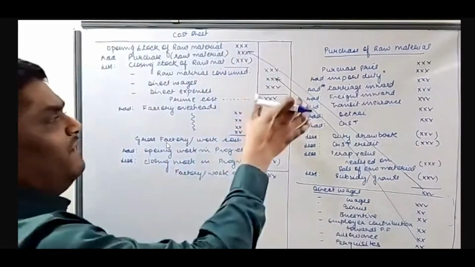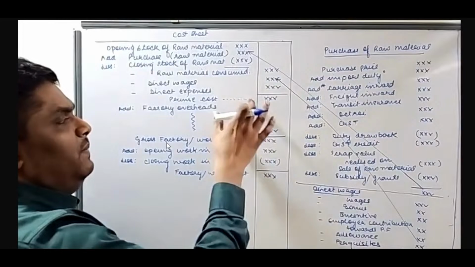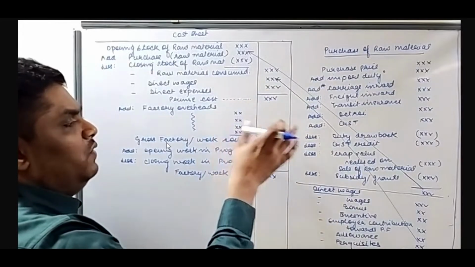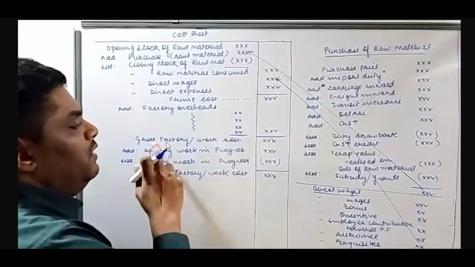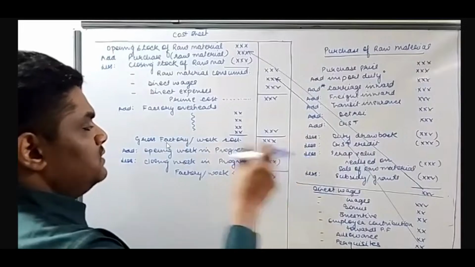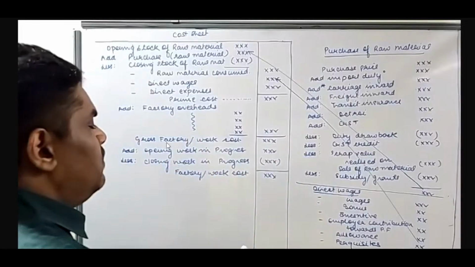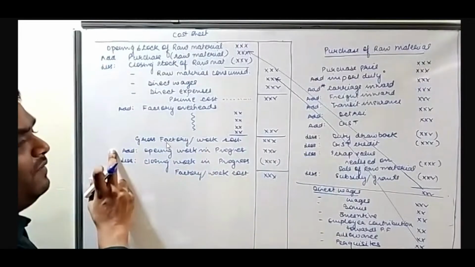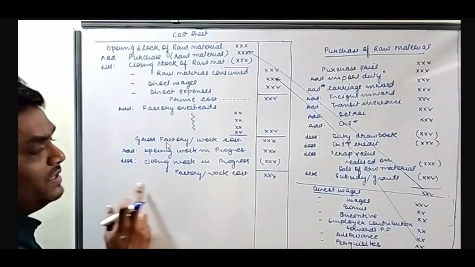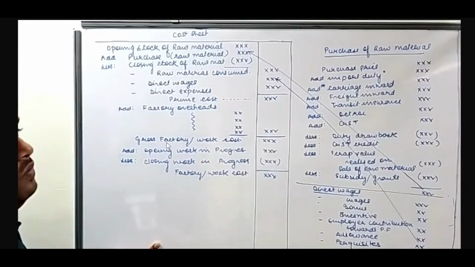The first thing is we have to calculate the prime cost. In prime cost, we will add all the factory overheads to get gross factory oblique work cost. In gross factory oblique work cost, if we make adjustments of opening work in progress and closing work in progress, we will get the factory cost or work cost.